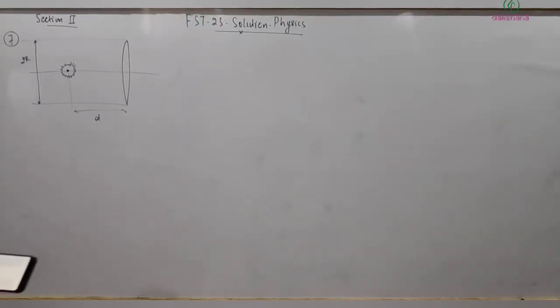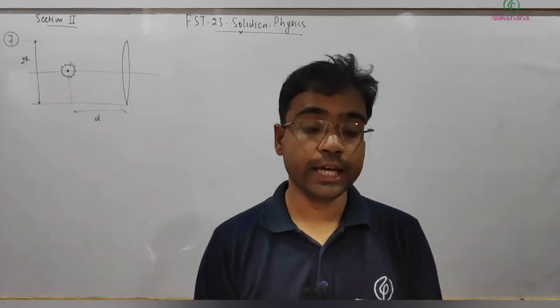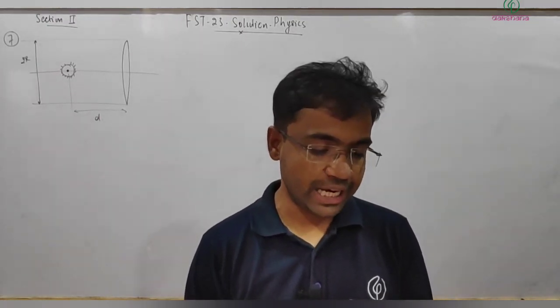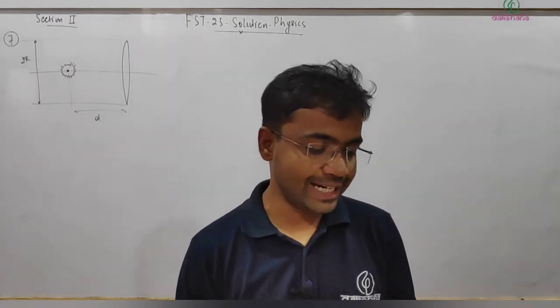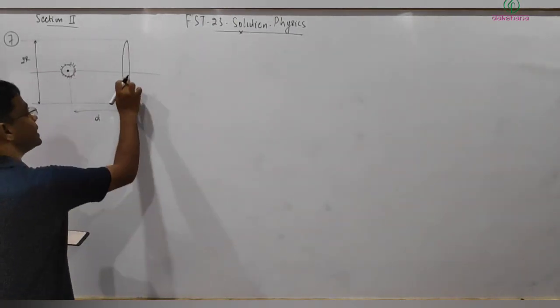Next, question number 7. A homemade illuminator is a cylindrical tube of radius 10 mm with a black inner surface. A point source of light is located on the tube axis at a distance of 20 centimeters. So this is the lens.